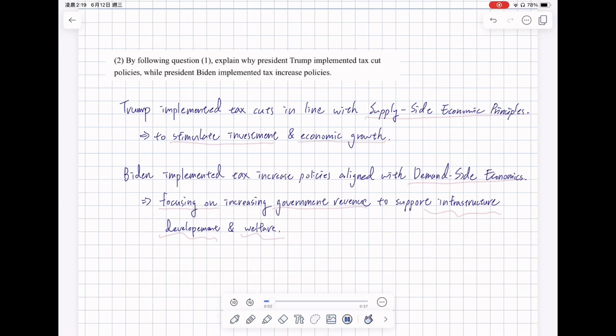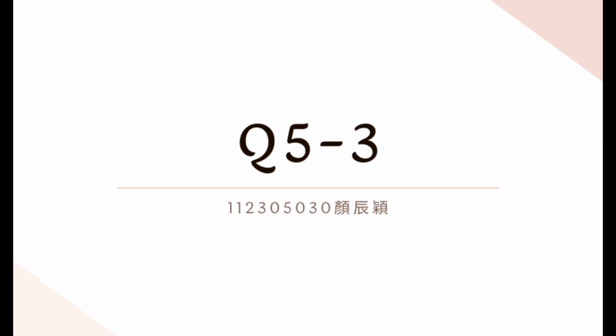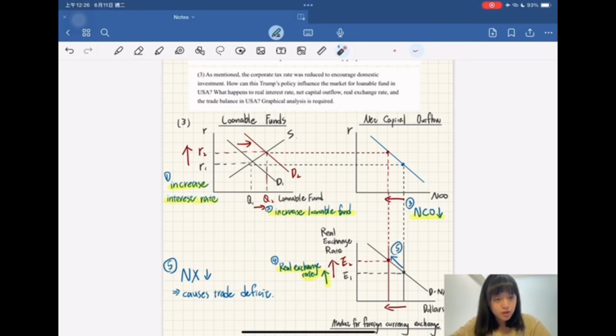The second part: Trump implemented tax cuts in line with supply-side economic principles in order to stimulate investment and economic growth. Biden implemented tax increase policies aligned with demand-side economics. This mostly focuses on increasing the government's revenue to support infrastructure development and welfare. So let us move to the third part.